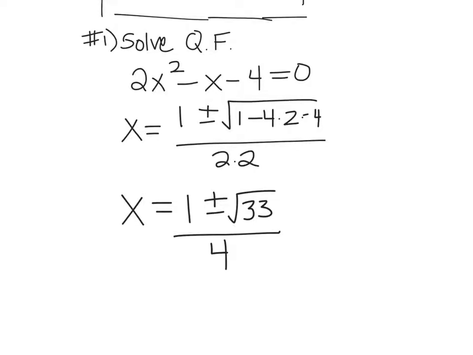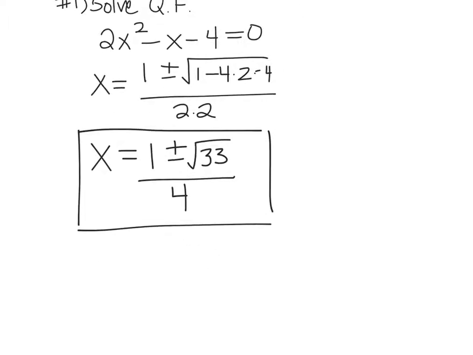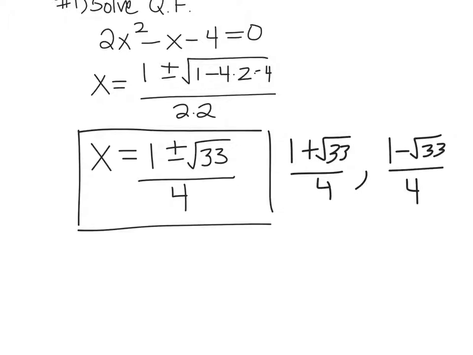Can I take any perfect squares out of 33? No. Can I reduce this fraction? No. These would be my two answers. You can leave them just like that in their radical form. Okay? Always leave them in radical form. I don't want decimals for these. By the way, you could split it up if you wanted to. You could say 1 plus rad 33 over 4 and 1 minus rad 33 over 4. Okay, but you don't have to. Just leave it. You see the two answers, right? Plus and minus? Okay. All right, and that's it.